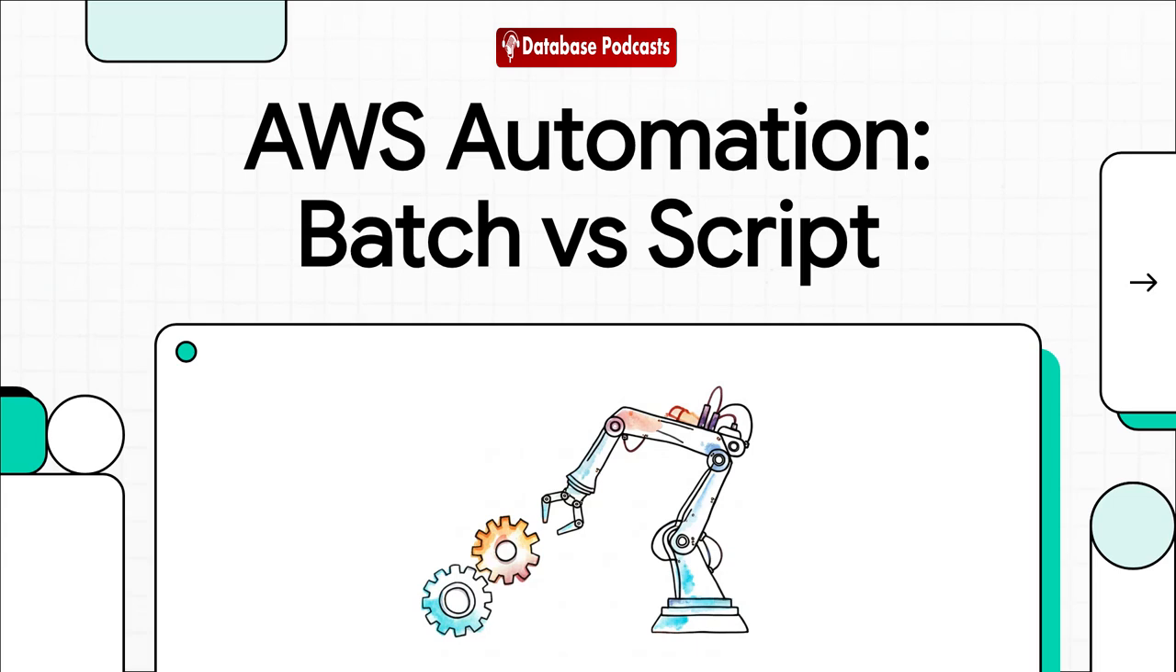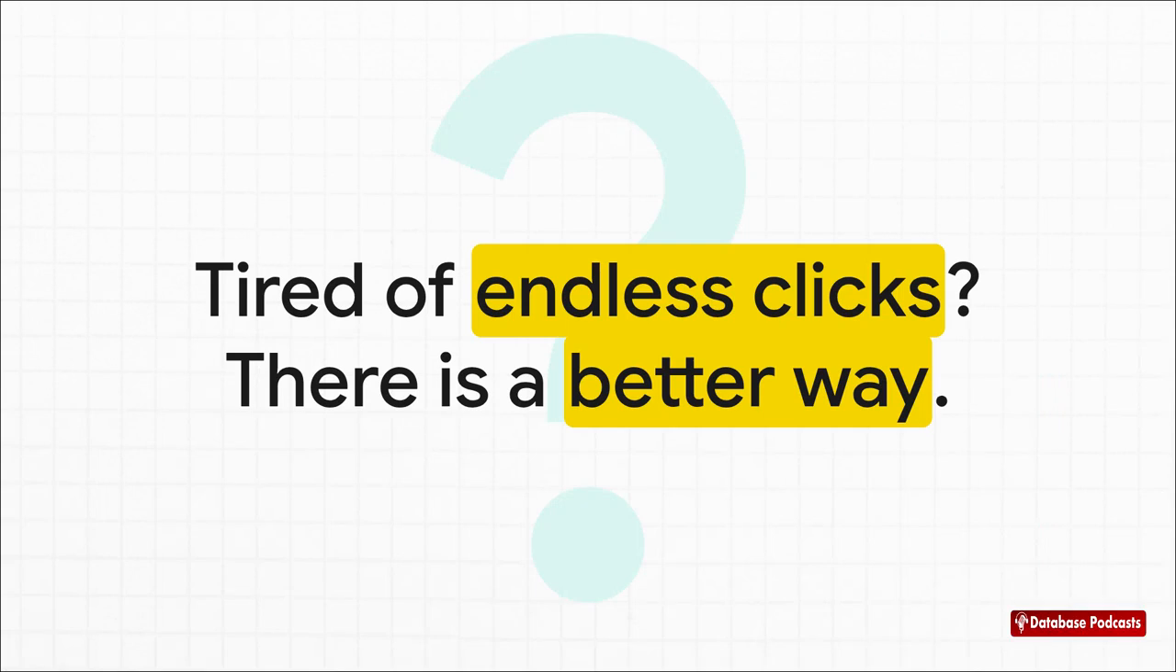All right, let's talk about something every single person using AWS runs into sooner or later. You start out clicking around in the console, which is great, but eventually you realize there has to be a better way. Well, there is. It's all about automation. I mean, does this feel familiar?